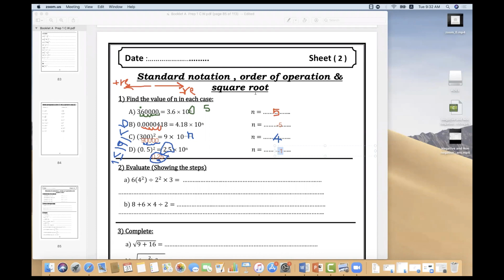Okay. Now another girl. Thank you so much. The next girl. Evaluate showing the steps. Evaluate means give me the final result. Miss, I can't see the answer. Which one? This one? Okay. Wait. I will write it by my hand. -1.